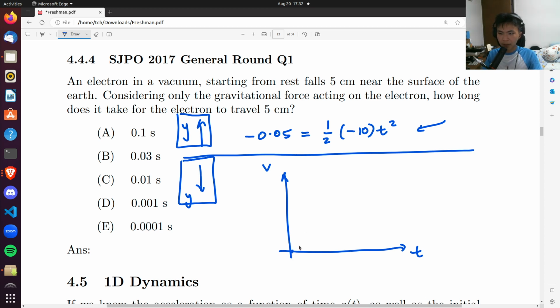So it starts from rest and it starts falling. So the velocity starts increasing, right? Downward positive. So as it falls faster and faster downwards, the velocity is increasing. So velocity is positive. And the gradient of this graph we know is 10, right? Because once again, downward positive definition. So given that the gradient is 10, I want to find the time that it covers an area of 5 cm, right? 0.05 in terms of meters. This is meters per second squared.